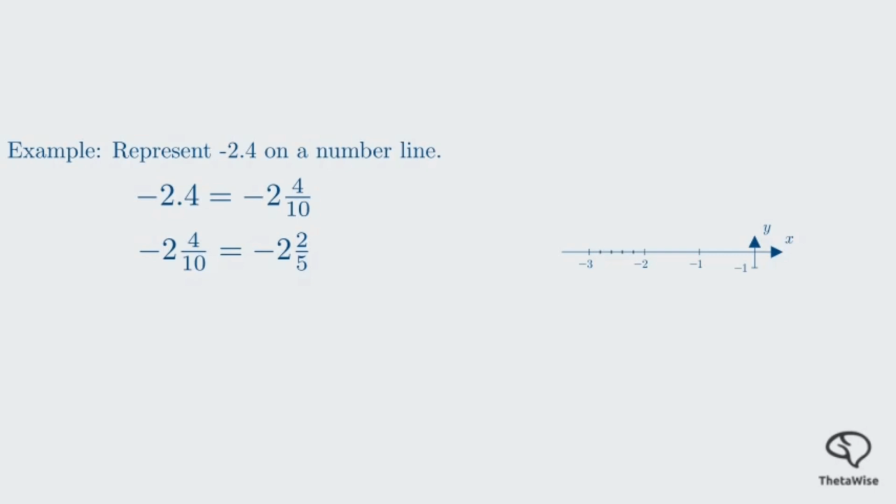This means we need to take the space between -2 and -3 and divide it into 5 equal parts, just like we did with 1/4. The numerator is 2, so we count 2 of those parts to the left from -2. The second tick mark we land on is exactly where -2.4 is located. By converting the decimal to a mixed number, we can easily find its spot.